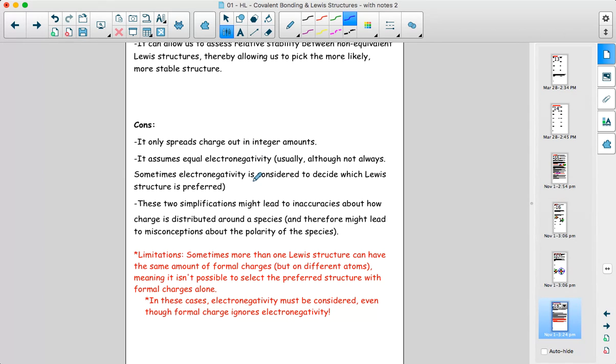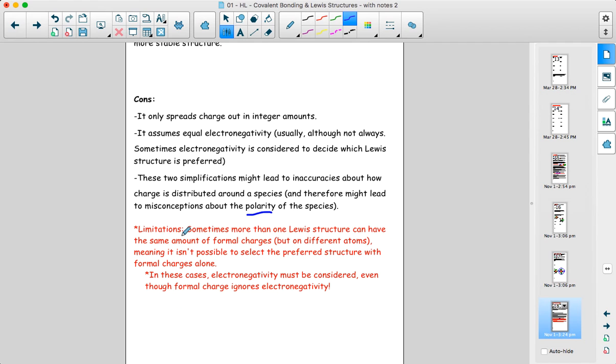Downsides: it is a bit inaccurate. It spreads out charge only in integer amounts, which isn't the reality of it. It assumes equal electronegativity, which is obviously not the case. Atoms have different electronegativities, which affects how charge is spread out. So it's an oversimplification, and we might have inaccuracies about how charge is distributed, which could lead to misconceptions about things like polarity of molecules as well. Another limitation, which I mentioned before, is that sometimes more than one Lewis structure can end up with the same amount of formal charges, so you can't really decide which is preferred unless you go outside of formal charge and consider electronegativity, and then you can figure out which one is more stable. So that's formal charge, the rules for determining it, and how we can actually use it.